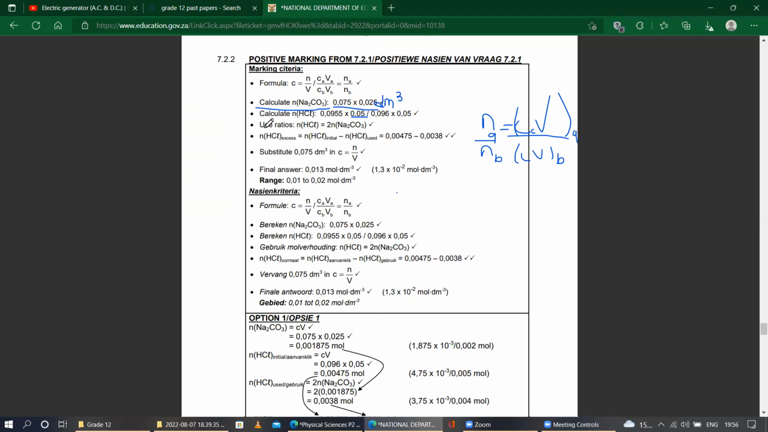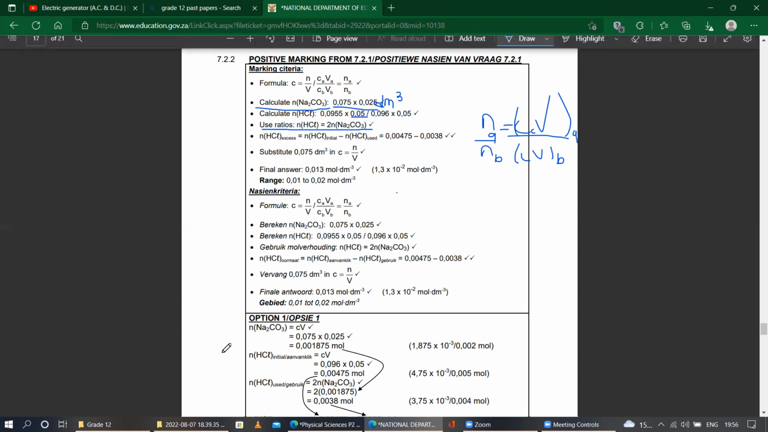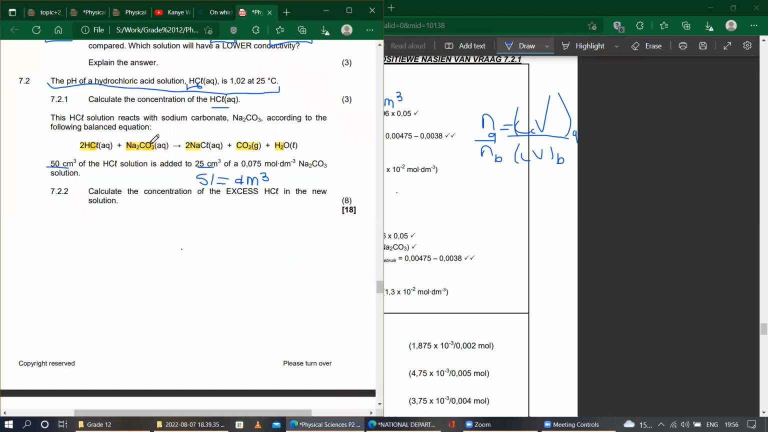Then you're going to use the ratios of HCl and NaCO3. From the equation, we see that 2 HCl is to 1 NaCO3. So here is 1, and this is 2. This is 2 parts hydrochloric acid and 1 part sodium carbonate.